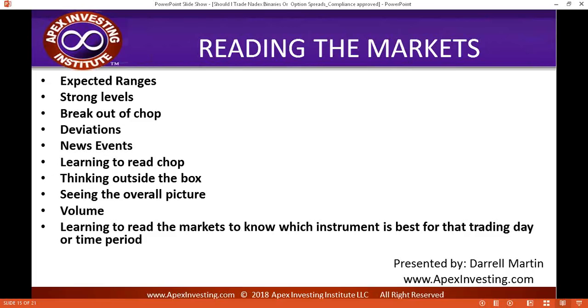You have to look at the overall picture. Don't just get stuck on the price bars of your chart. Look at what's going on in the whole market. Is there news that day? Are we at a high level here?